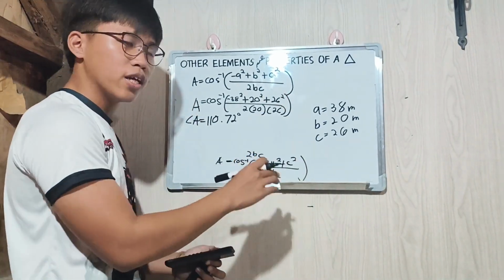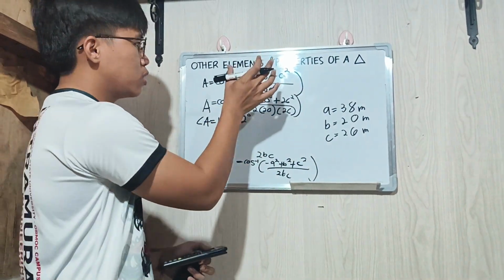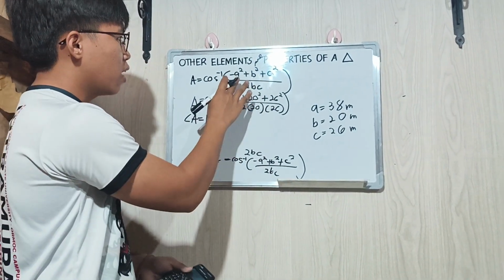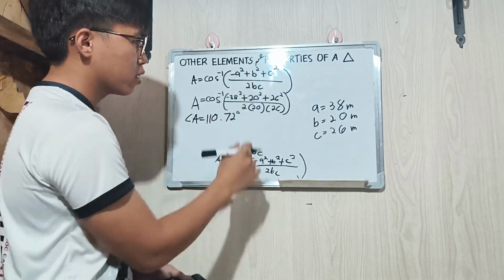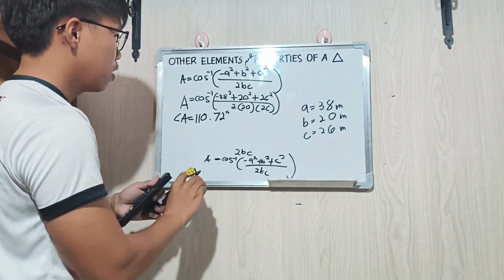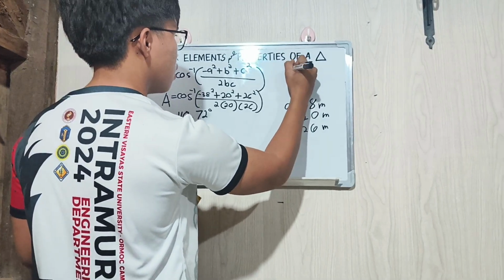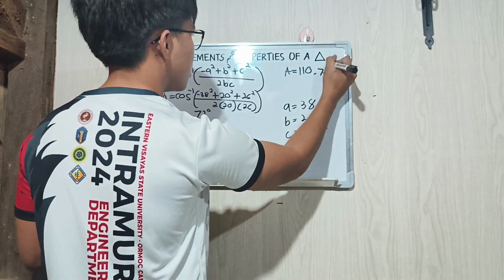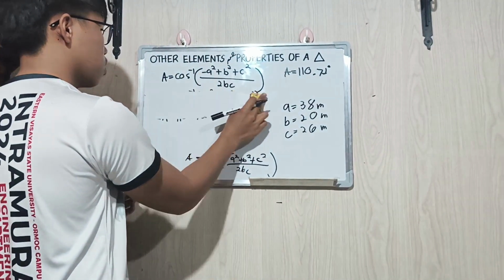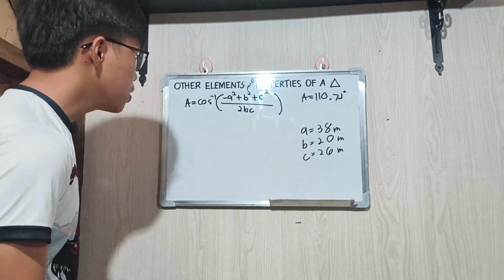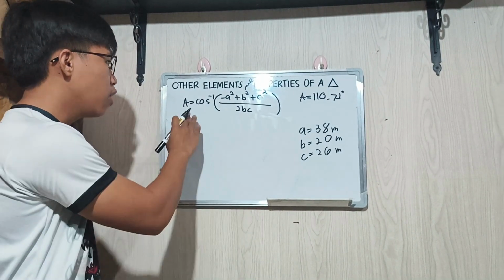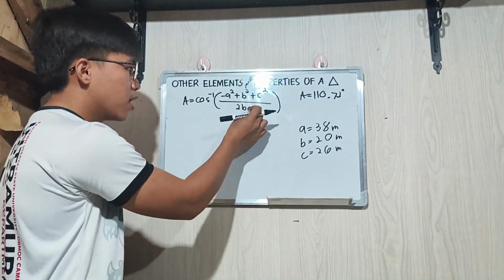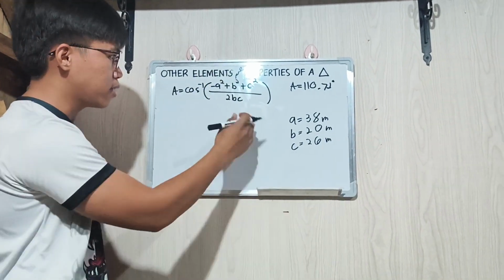So we're going to use this formula, but we're going to change the letters here. So our angle A is equal to 110.72 degrees. Notice that if we're going to get an angle, its opposite side is going to be negative, then the other two sides are going to be positive.